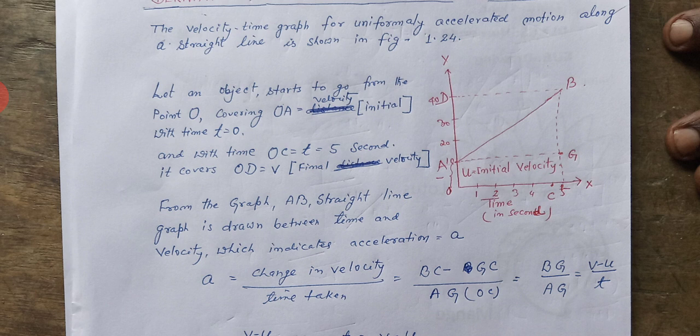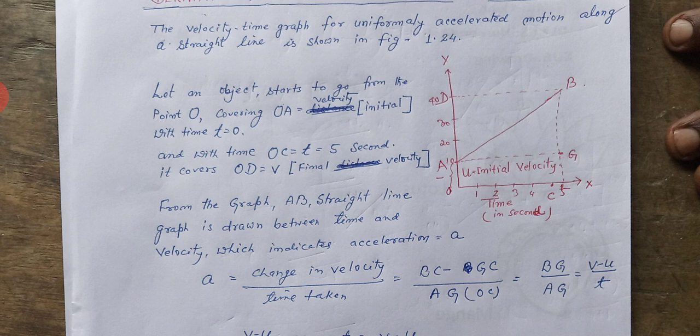Let an object start from the point O, covering OA, which is equal to the initial velocity, at time t equal to 0, and at time OC, which is equal to t, it covers OD, which is equal to V, the final velocity. From the graph, the straight line AB is drawn between time and velocity, which indicates acceleration.